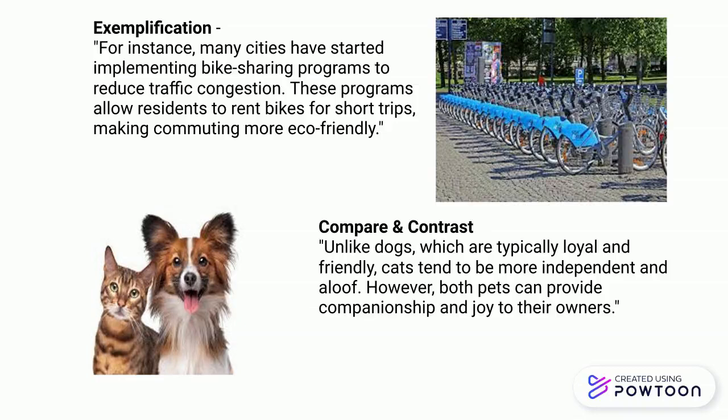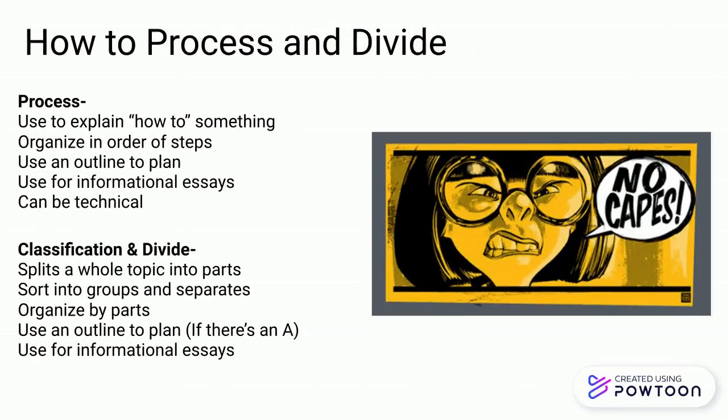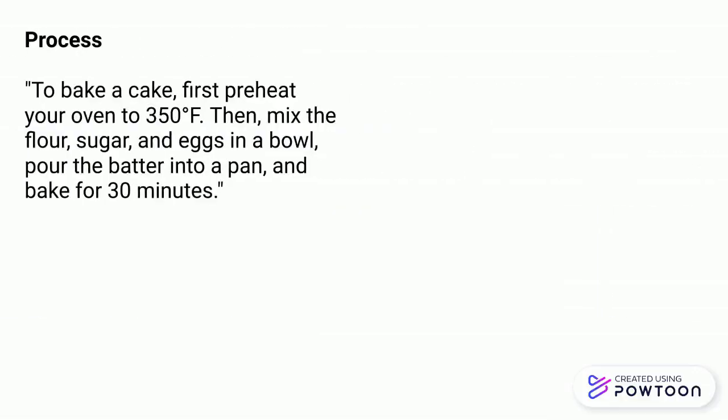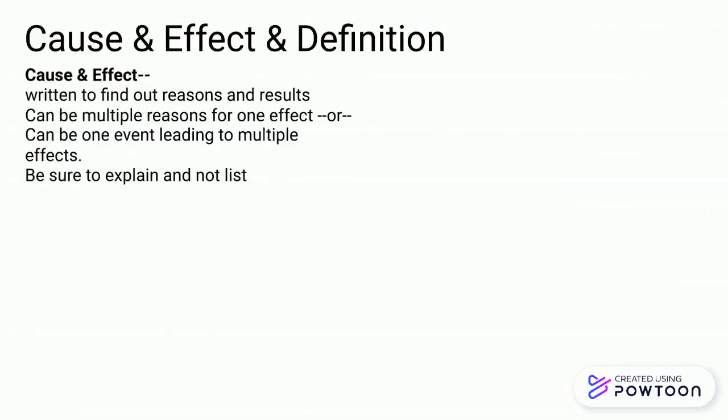Next, we have process versus classification and division. So in process, we're going to explain the how-to of something. We're going to organize it by steps, and this is typically informational or technical writing. With classification and division, we're going to split a whole into parts or sort that whole into groups, and it is informational writing as well. Our examples, the process example is about how to bake a cake. The classification and division example is about types of learners.